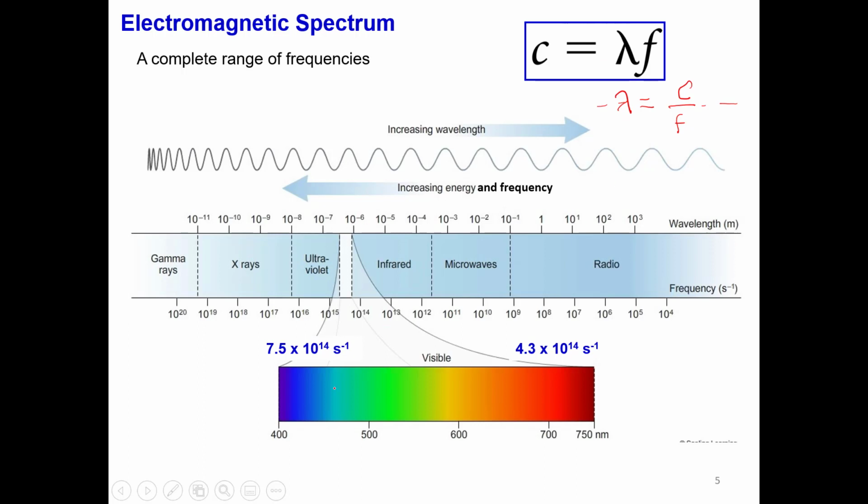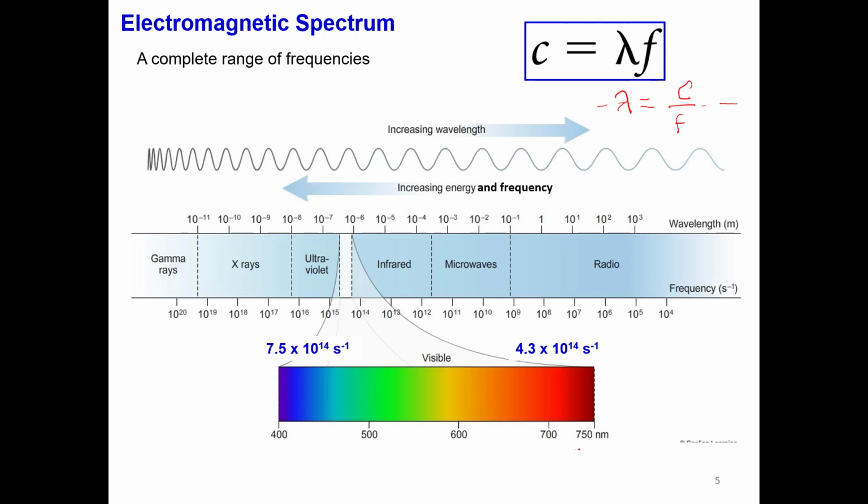One more thing I want to point out here is that visible light is the only part of the spectrum we can detect. These are the colors, which correspond to the visible light. Here I wrote the frequency, and here is the wavelength in nanometers. Remember the nanometers.